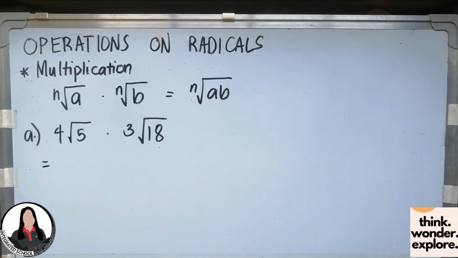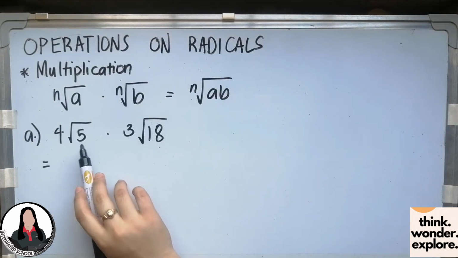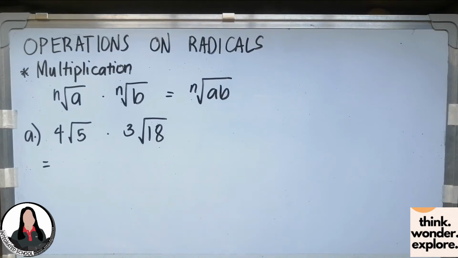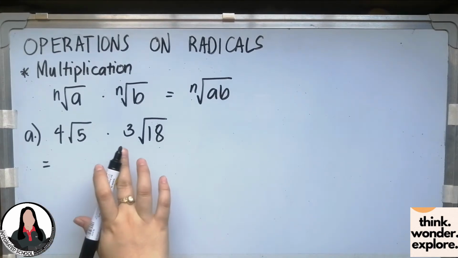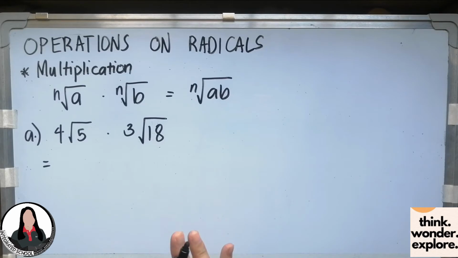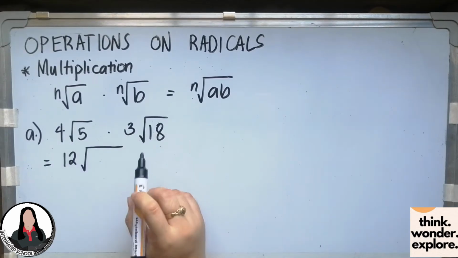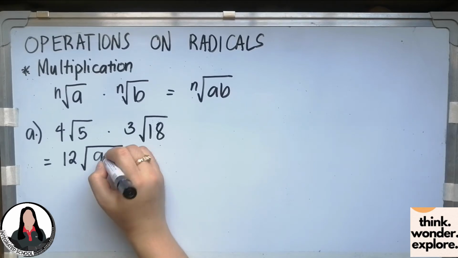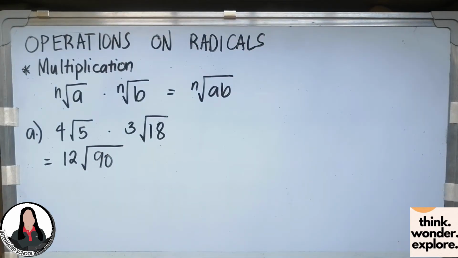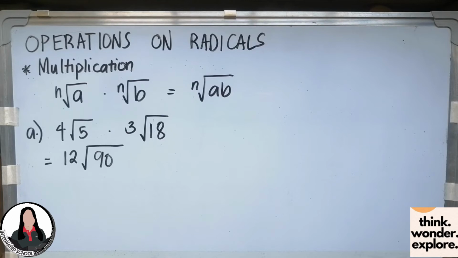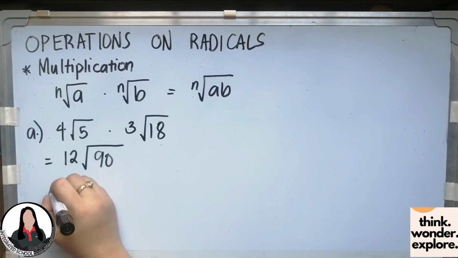Let us have an example. We have 4 square root of 5 times 3 square root of 18. Since they have the same indices, dahil parehas yung square root, so pwede nating pag-multiplyin ang numerical coefficients outside the radical. So we have 4 times 3, that's 12. And then 5 times 18, that is 90. However, 90 is not a perfect square. But pwede natin siyang i-simplify gamit ang laws of radicals.